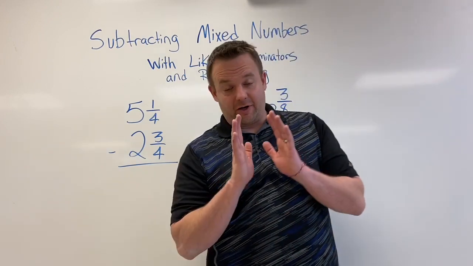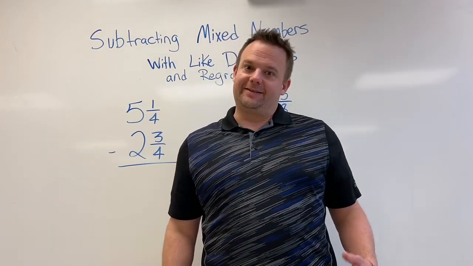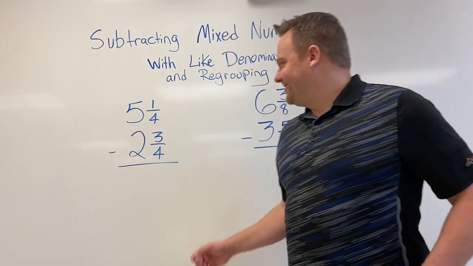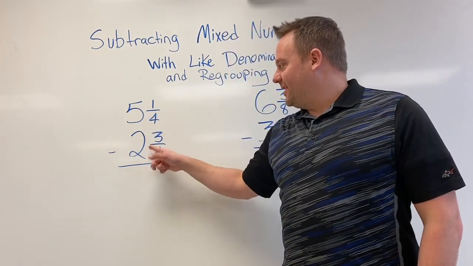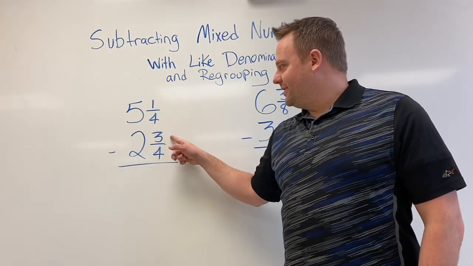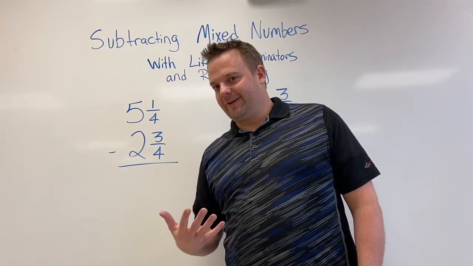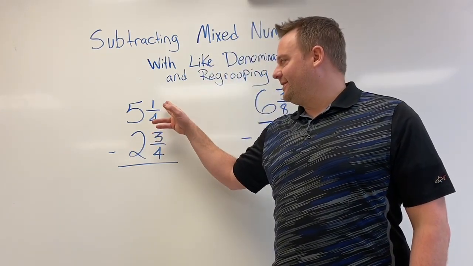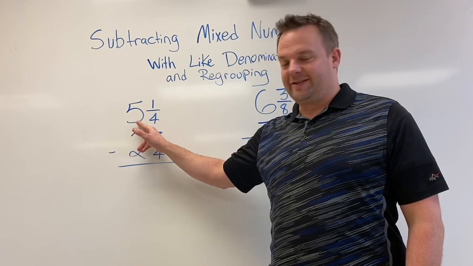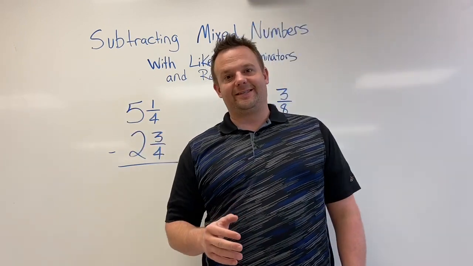Today we are going to learn subtracting mixed numbers with like denominators, but we're going to be regrouping, and that can get a little scary. You see, we have 5 1/4 minus 2 3/4. Well, 1 minus 3 would be a negative, but it's not a negative because of this mixed number. So let's model this and see what it looks like.